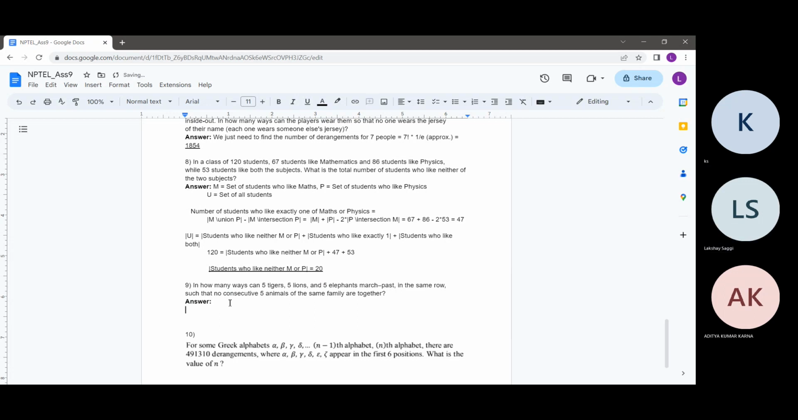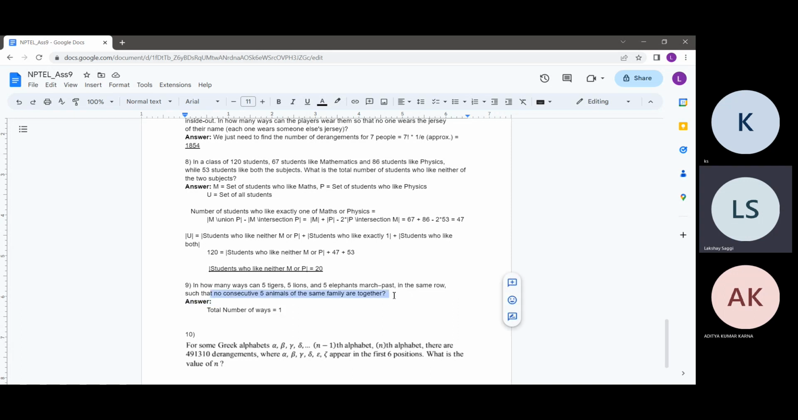Okay. So for this also we'll try to use inclusion exclusion. So first of all, let's just see the total number of ways. So what will actually be the total number of ways for these five tigers, five lions, and five elephants to march past. So it will be nothing but, without any of these restrictions.